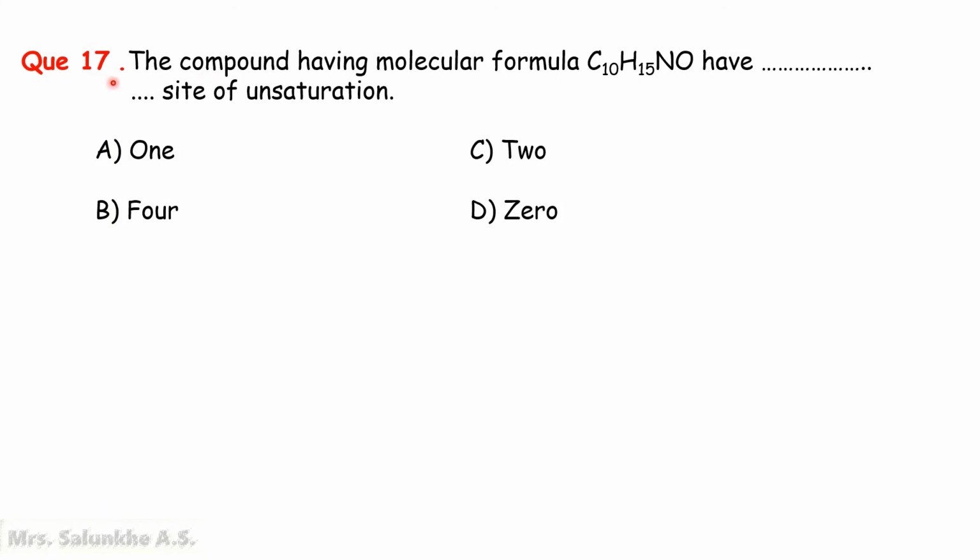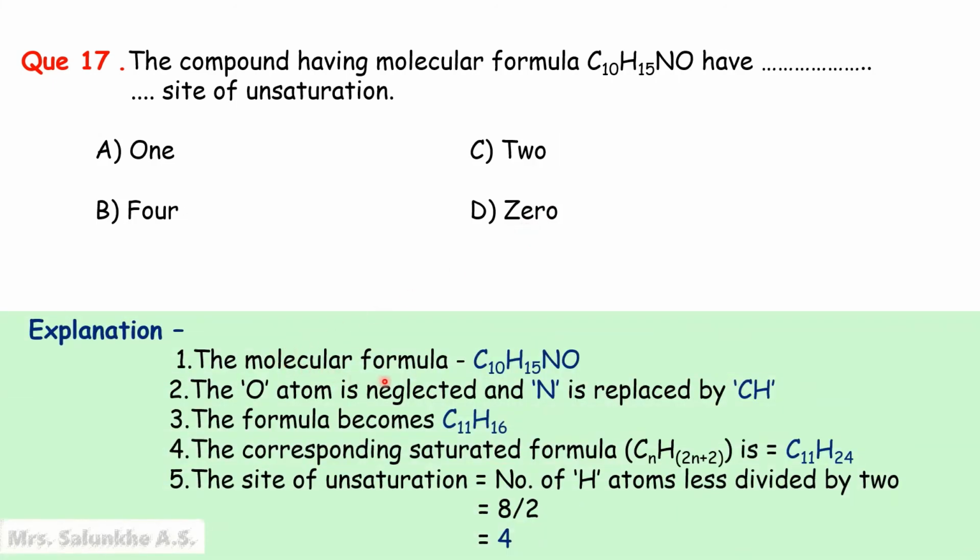Then question number 17. The compound having the molecular formula C10H15NO has dash sites of unsaturation. Options are 1, 2, 4 and 0. The molecular formula of the compound is C10H15NO. While calculating sites of unsaturation, the oxygen present in the molecular formula is neglected and the nitrogen is replaced by CH. Then the formula becomes C11H16. The corresponding saturated formula is C11H22.